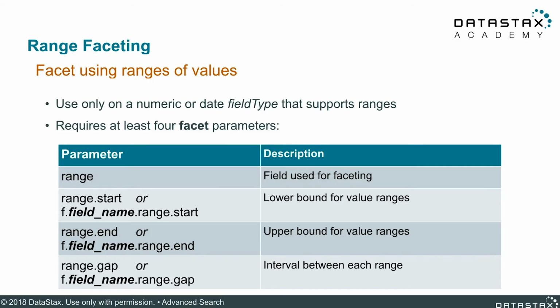Sometimes we want to bucket our results based on a numeric or date field that has non-discrete values. Instead of returning a bucket for each distinct value, in these cases, it makes sense to bucket into ranges. This is where range faceting comes into play. We need to specify a few more parameters to make range faceting work. In addition to the field we're grouping on, we also need to provide the upper and lower bounds of our data values, and we need to specify the interval between ranges.